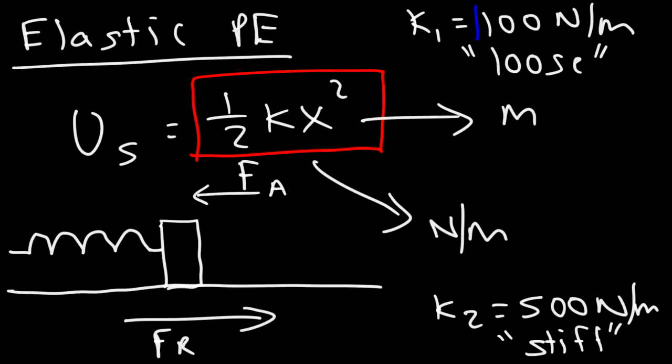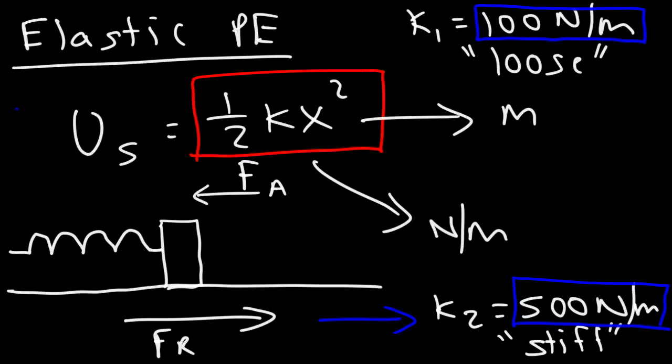But let's think about what this number actually means. 100 newtons per meter. What does that mean? It means that for this particular spring, a force of 100 newtons is required to stretch or compress the spring by a distance of 1 meter. Now the second spring requires 5 times the amount of force. So you need 500 newtons of force to stretch or compress the spring by 1 meter. And that's why we could say that this spring is more stiff, because it's much harder to stretch or compress the spring by the same amount of distance.